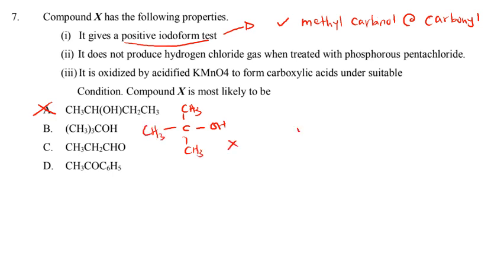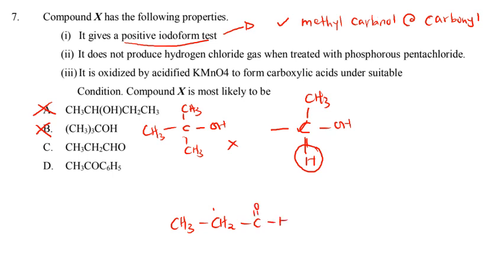The methyl carbonyl structure supposedly is CH3 C double bond O, and then there must be one bond bonded to the hydrogen. So B also is out. C, CH3, CH2, C double bond O H, very obvious, also out. So the answer is D. So we can see that it is the methyl carbonyl group.